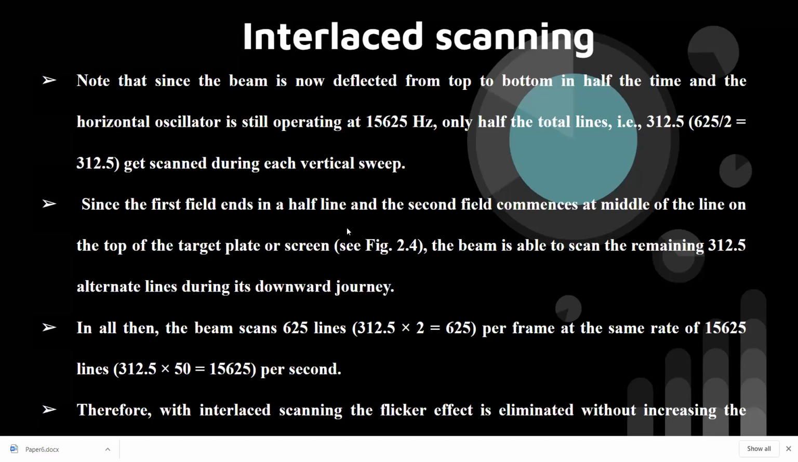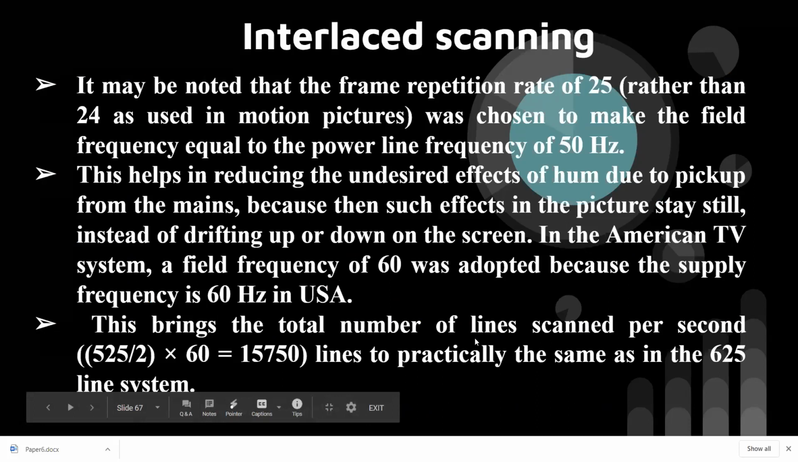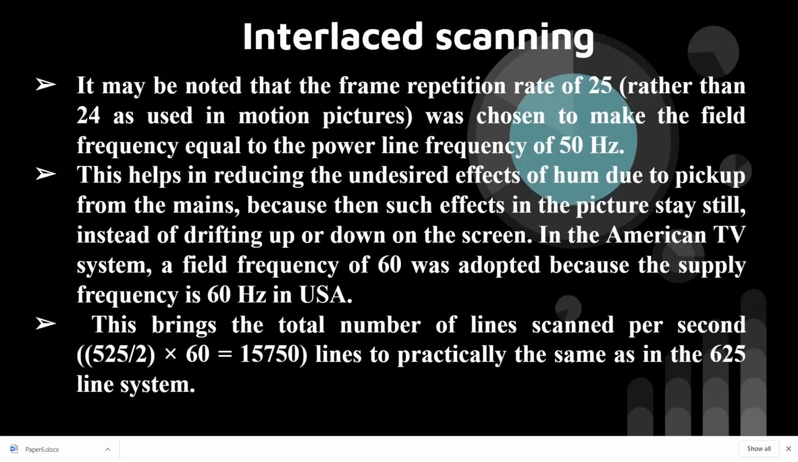Since the first field ends with a half line and the second field commences at the middle of the line at the top of the target plate and screen, the beam is able to scan the remaining 312 lines during this forward sweep. Therefore, by using this interlaced scan, there is a way to eliminate the particular frequency in a very good order.